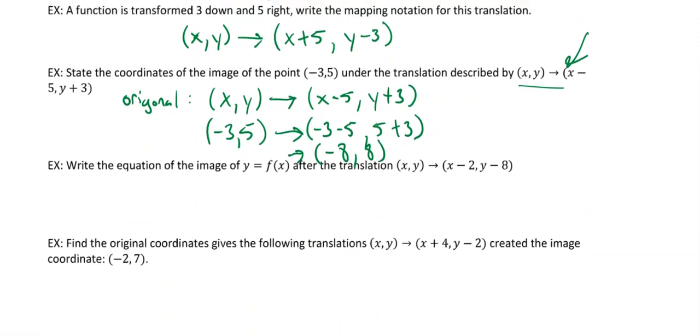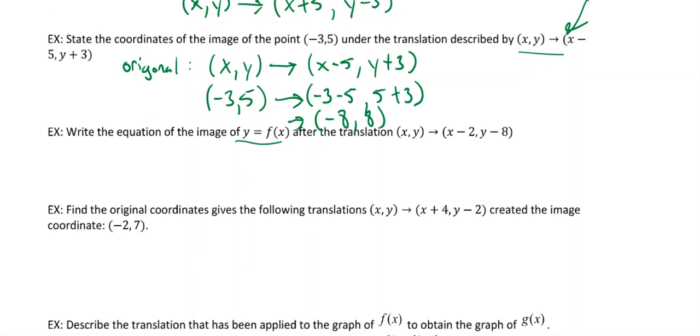Okay, write the equation of the image after the translation of this. So in this case, this is saying that every point has moved 2 to the left and 8 down. It's actually in the equation, so in the mapping notation, it's exactly like it is. It's only the opposite in the equation. So now when we put this back in the equation, we have to watch out for the opposite thing.